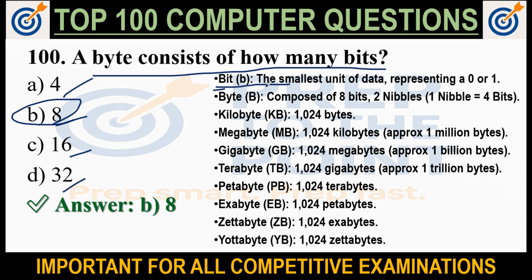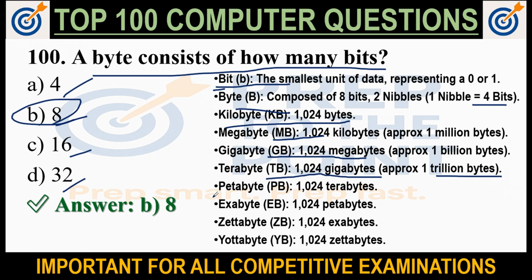Bit is the smallest unit of data, representing 0 or 1. Byte is composed of 8 bits or 2 nibbles, because 1 nibble is equal to 4 bits. 1 kilobyte is 1024 bytes. 1 megabyte is equal to 1024 kilobytes, or approximately 1 million bytes. 1 gigabyte is equal to 1024 megabytes, or approximately 1 billion bytes. 1 terabyte is 1024 gigabytes, or 1 trillion bytes.